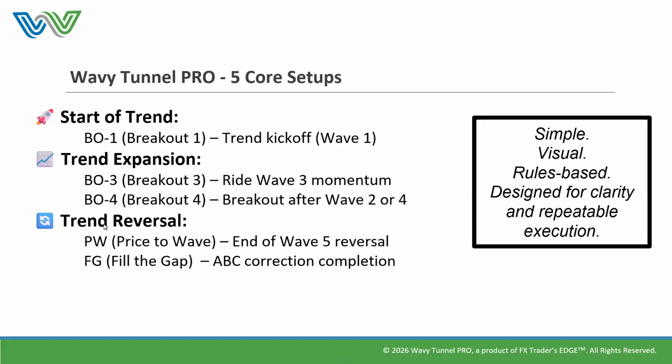Okay. And then finally, the trend reversal. This is the end of the trend where we have the end of the wave five reversal. And we start with the price to the wave, and I'll show you that. And then the fill the gap, which is the ABC correction completion. So this is simple, visual, rules-based, designed for clarity and repeatable execution.